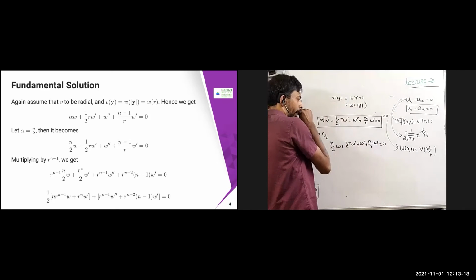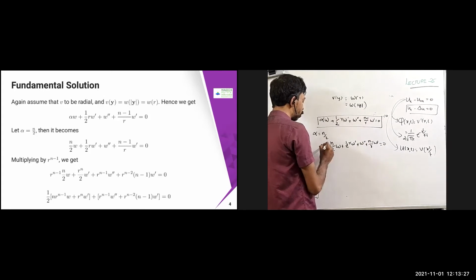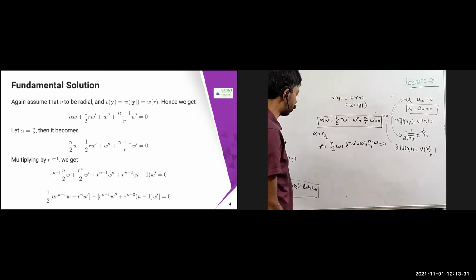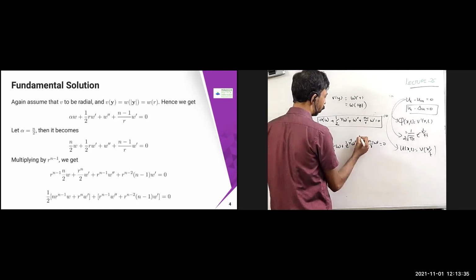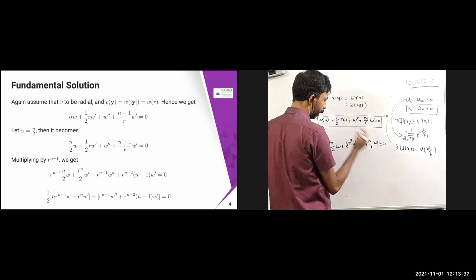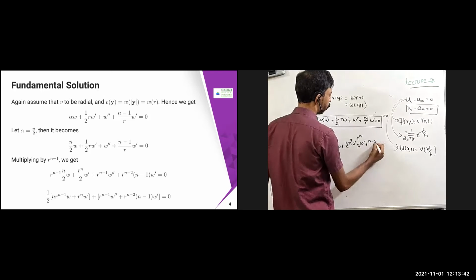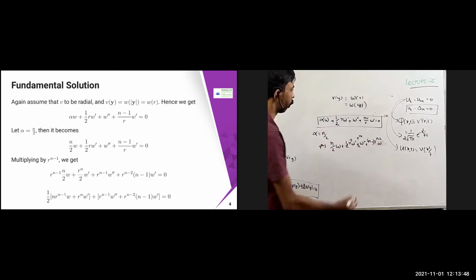Now R is a non-zero one, so I'm just multiplying. Okay, even if it is 0 also not a problem. So I'm just multiplying by R power n minus 1. Okay, R power n minus 1 I'm going to multiply. So R power n minus 1 times R, this is going to become R power n. And this is going to become R power n minus 1. And then here it is going to become R power n minus 1 times R power n minus 2 into W dash, equal to 0.